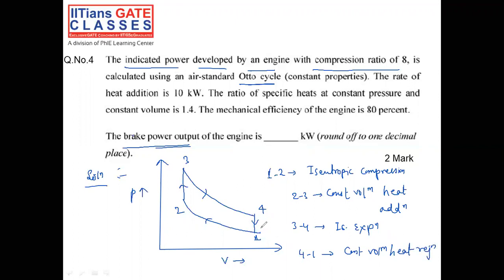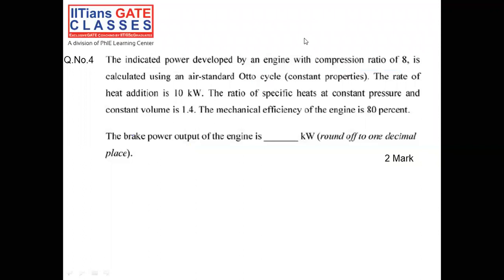Now we have seen the basic idea about the Otto cycle. Let's solve the question. Everything is given to you. First of all, the compression ratio is given. We know that the efficiency of the Otto cycle is 1 by r power gamma minus 1. Now, if you calculate, you will get 0.5647. r is given as 8.